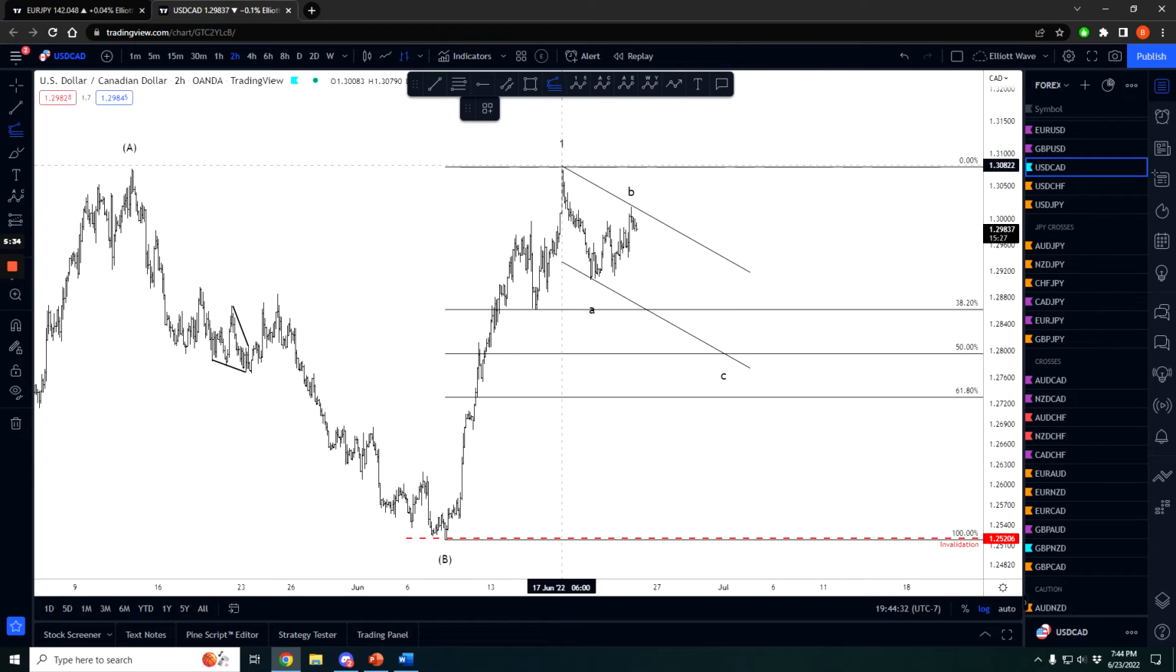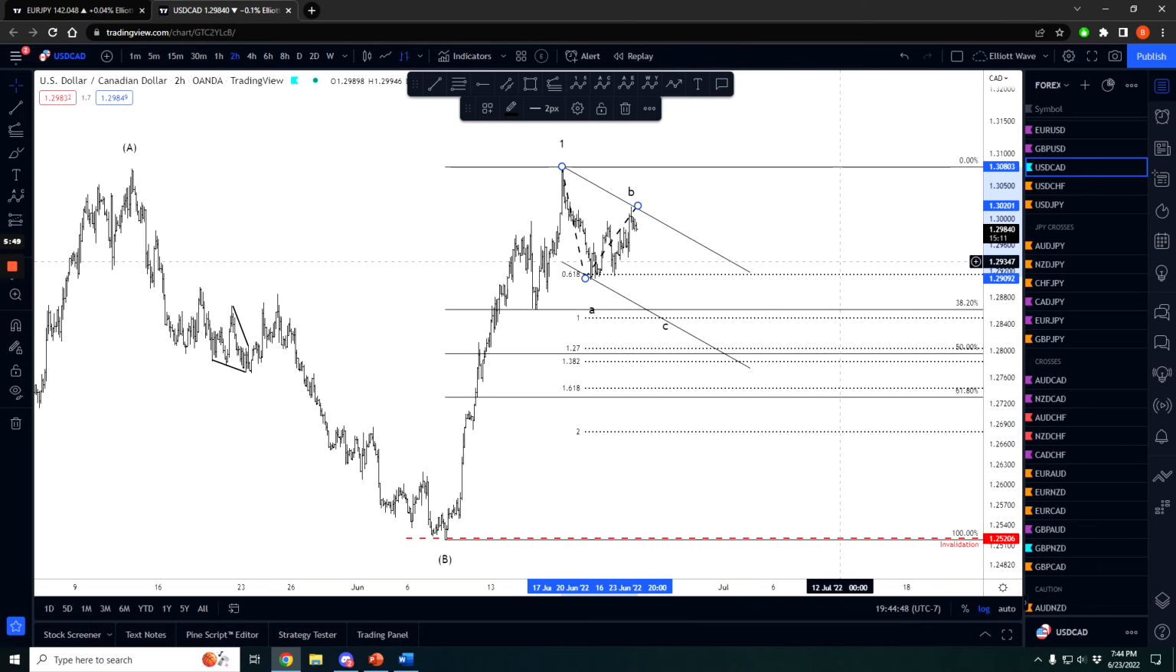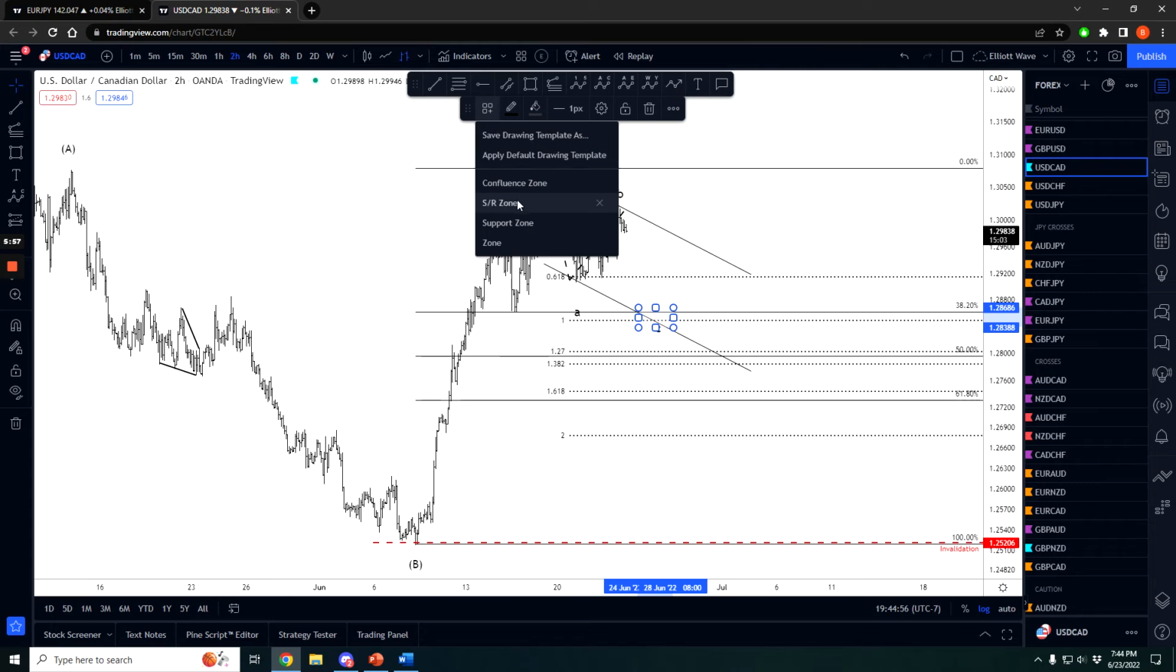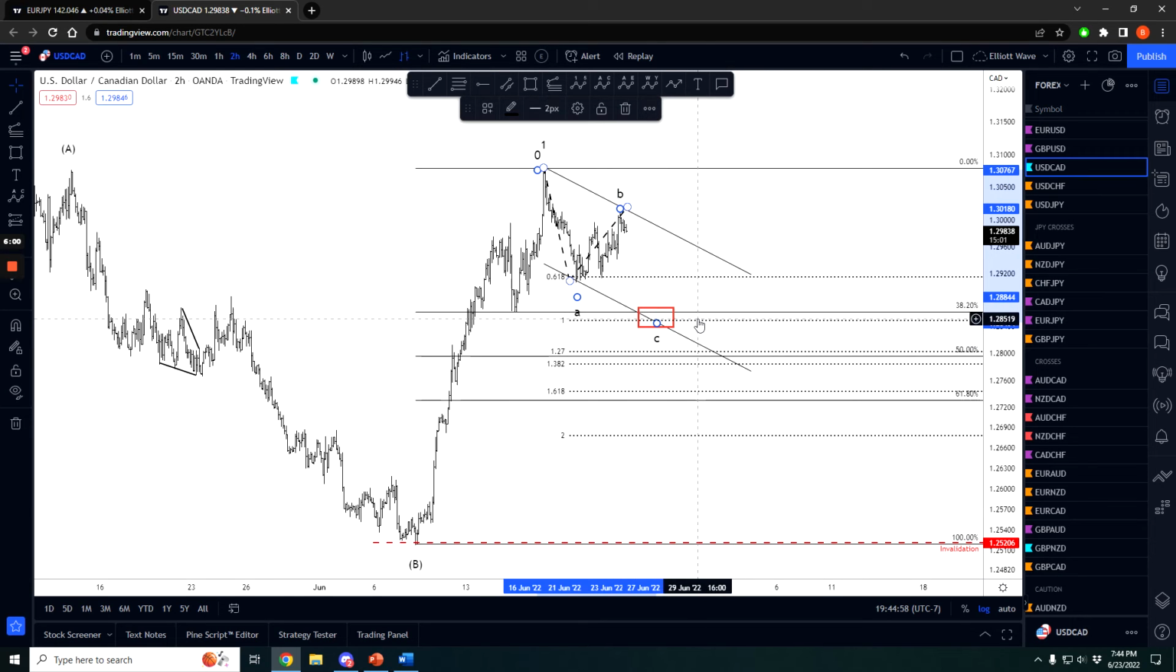So now I will get my projection tool, and just like I did in the previous example, I will measure the length of wave A, project that from what I anticipate is the extreme of wave B here. And as we can see, and we can make that a bit bigger and easier to see, the 1-to-1 Fibonacci projection level lines up quite nicely with the 38.2 retracement level. So again, I have a Fibonacci cluster zone here in this red box.